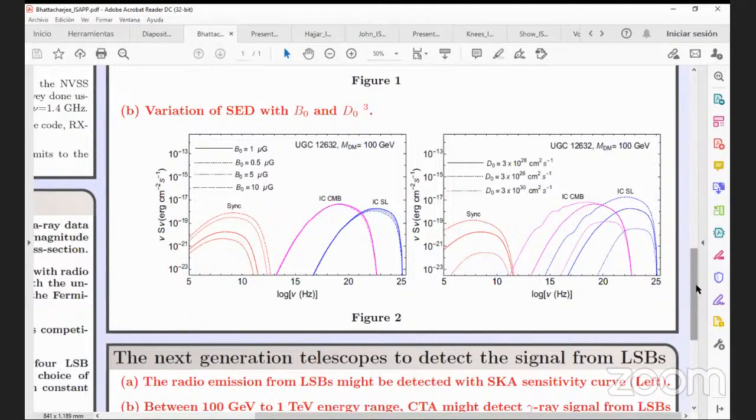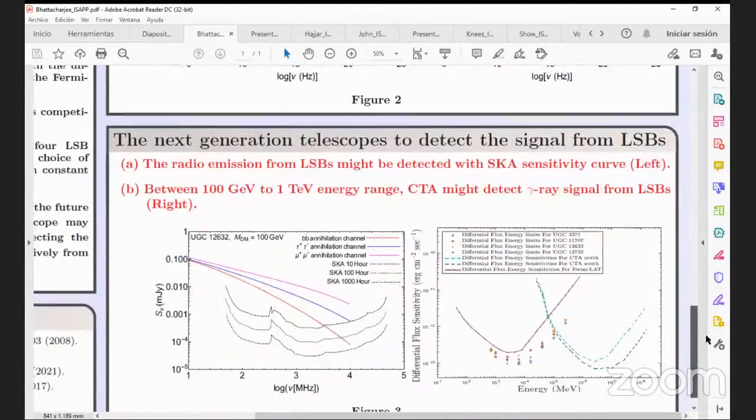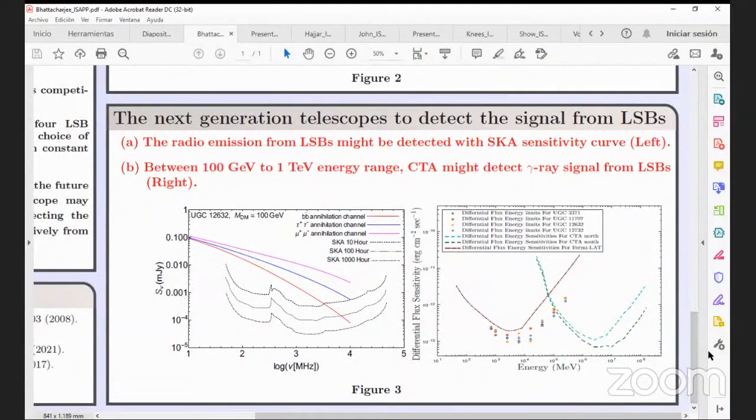And if you go further below to this, yeah, as we can see, from the radio or gamma data, we could not expect to obtain very strong limits for LSB galaxies. So we have also tried to check whether with future telescopes like SKA or CTA, we can expect to detect any emission from the location of the LSB. We have compared the possible radio flux with the SKA sensitivity curve, and we have also compared the gamma ray diffusion flux with the CTA sensitivity curve.